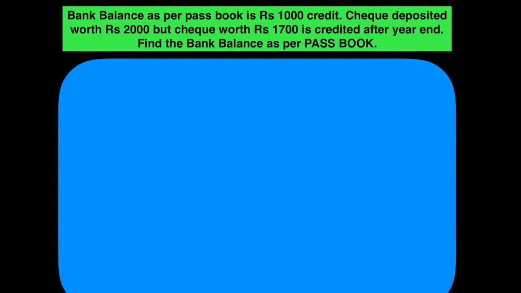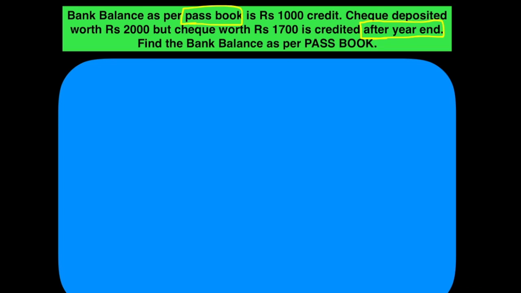The question says bank balance as per passbook is rupees 1000 credit. Similar, but the bank balance has been given as per passbook this time. Check deposited worth rupees 2000, but check worth rupees 1700 is credited after year end. So this is a little different because 1700 is credited after year end, which means that only 300 has been credited before year end. So what is going to happen? Let's have a look at that.